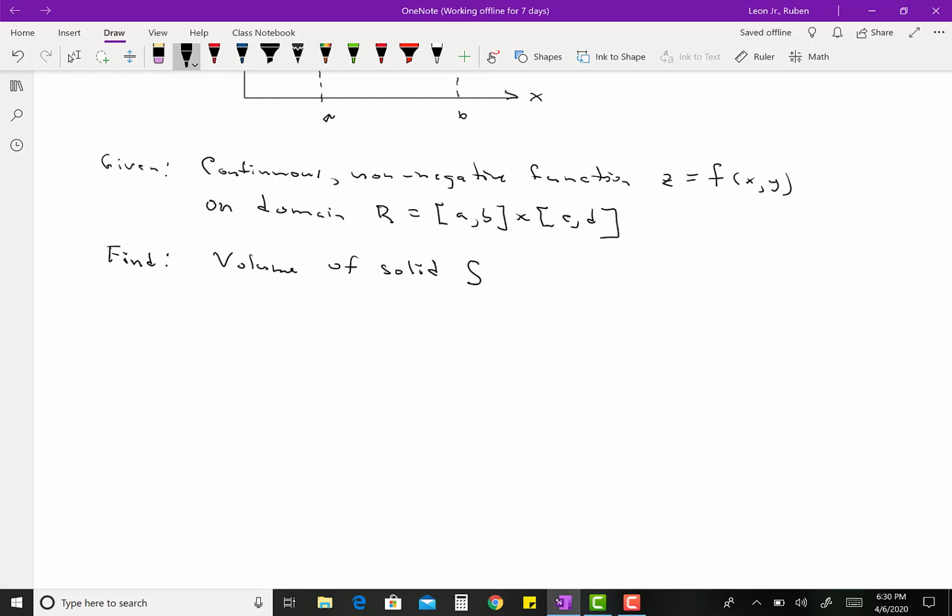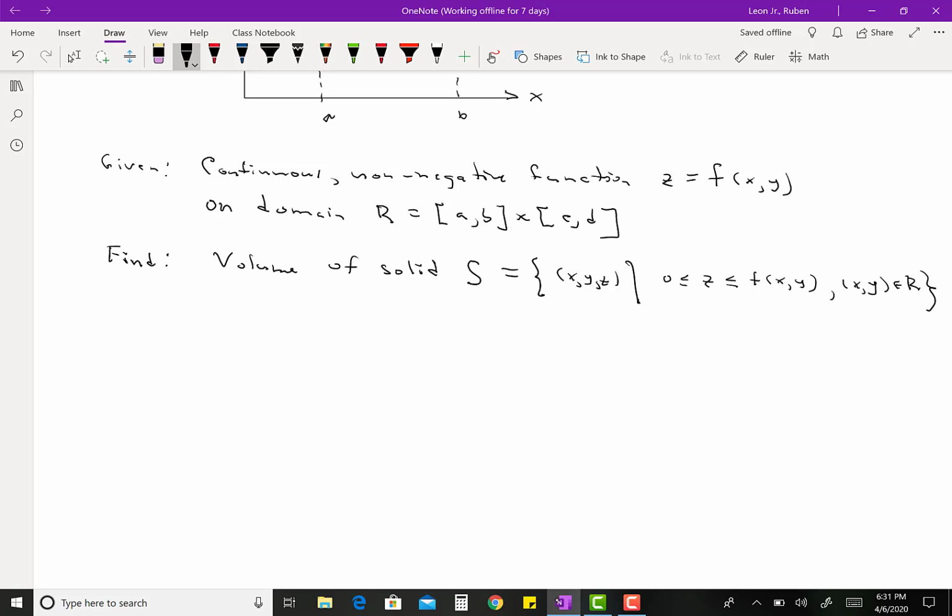I'm going to use the fancy set notation, then I'll state what it means in a more informal way. The solid is composed of the set of all points x, y, z, such that the xy plane is beneath the solid, so z lies between 0 and the top of the solid, which is the function, where x and y are elements of the rectangle R.